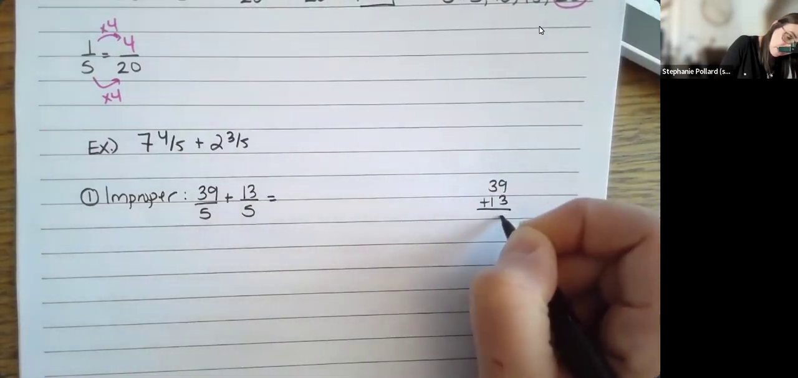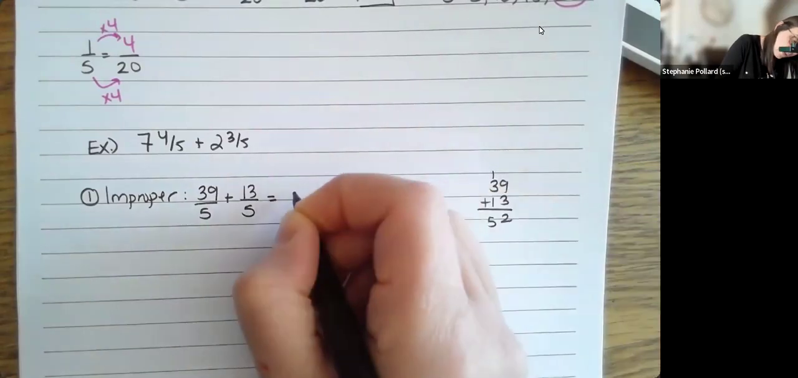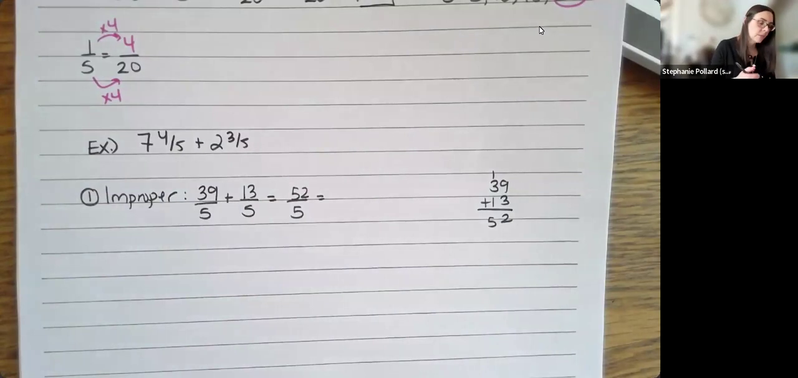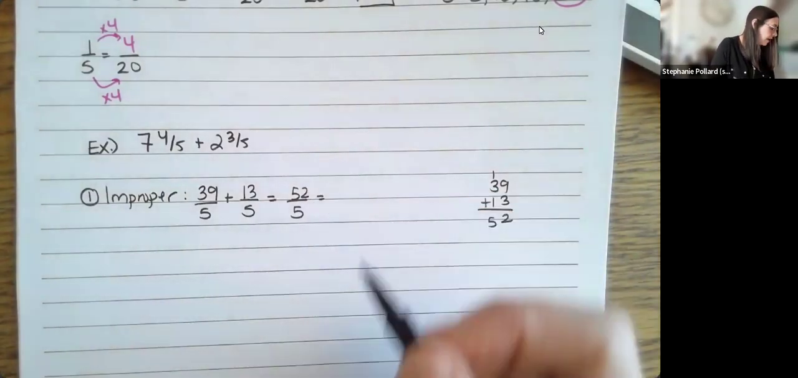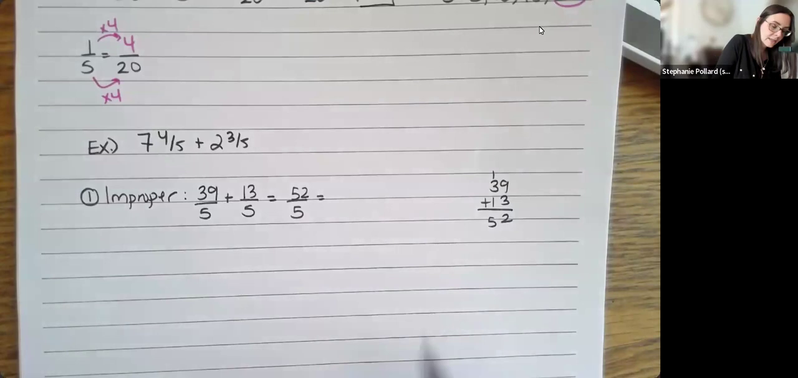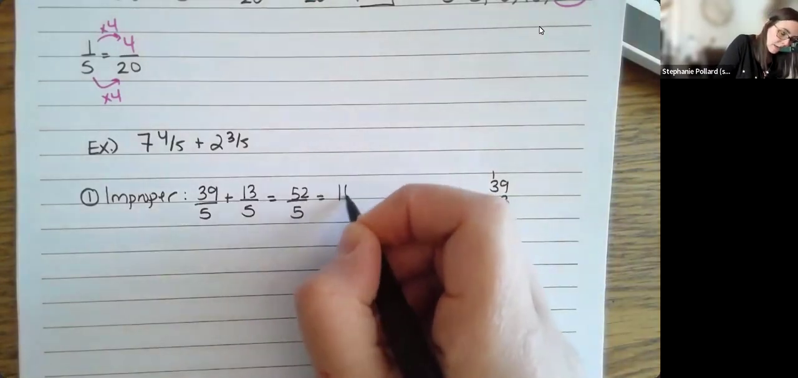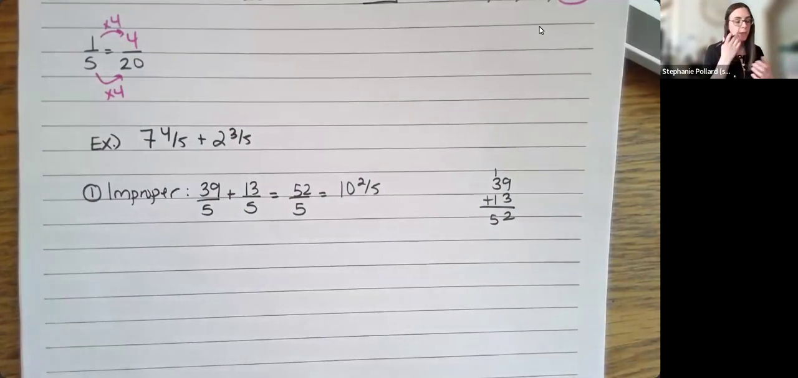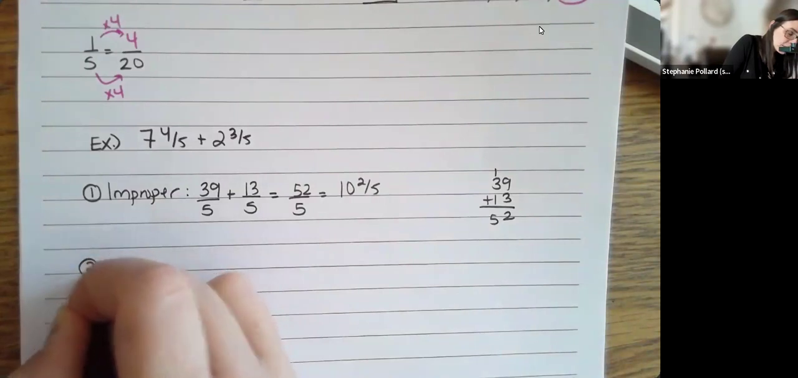I'd add my numerator together here. I get 52 over 5. And then I can change this back over. And when I do that, let's see, 5 goes into 52 10 times with a remainder of 2. So 10 and 2/5. And that still works. Now, the other strategy, though, is you actually can leave them as mixed numbers.